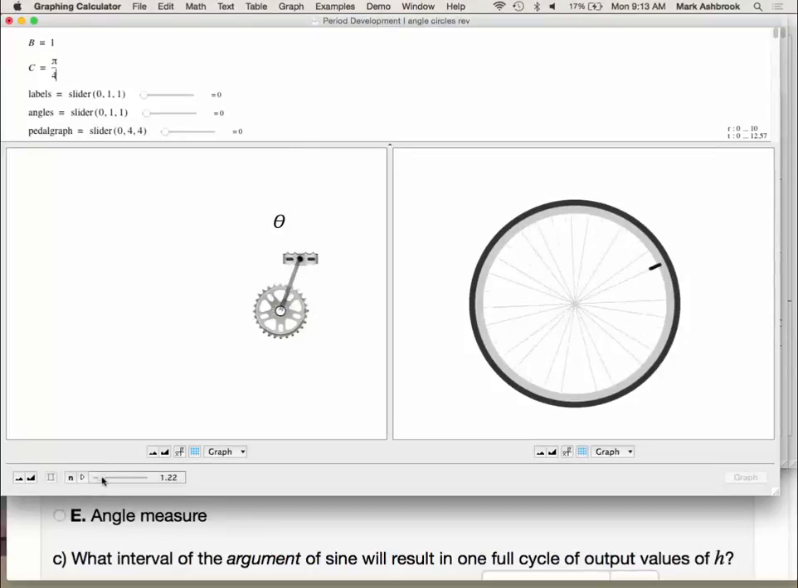So if that's the case, then fill out that table. Don't use a calculator. If you need to write expressions, write expressions. So given those angles of the pedal, write the angle measure of the tire valve.